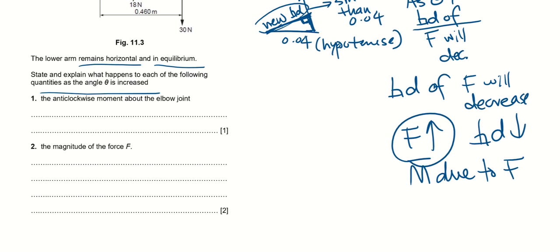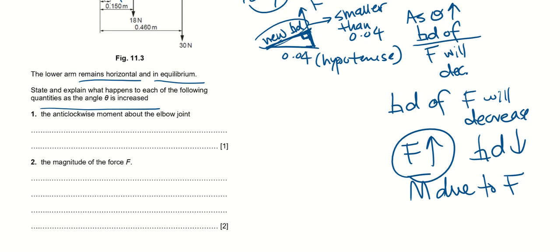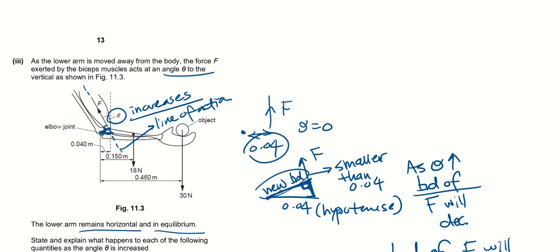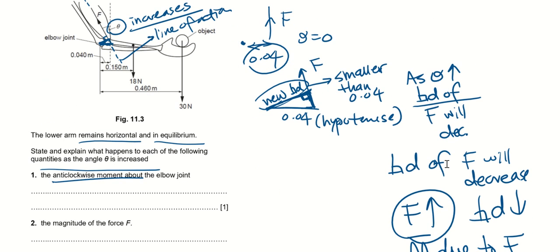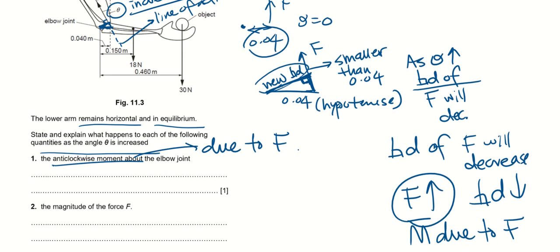It says explain what happens to each of the following quantities as the angle theta is increased. They want us to find the effect on the anti-clockwise moment. Now, who actually exerts an anti-clockwise moment? It's actually due to force F. So what happens to the anti-clockwise moment? The anti-clockwise moment will actually decrease.